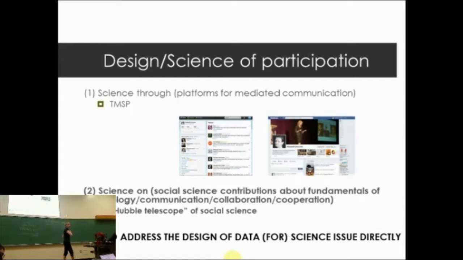Okay. So I've done a lot of work on virtual environments and chat spaces and workflow systems, and you can read those papers. But I'm really going to try and focus on the second point, and this is the thing. We, as a group, need to address the design of data for science very explicitly and directly, and think about where that science is going.